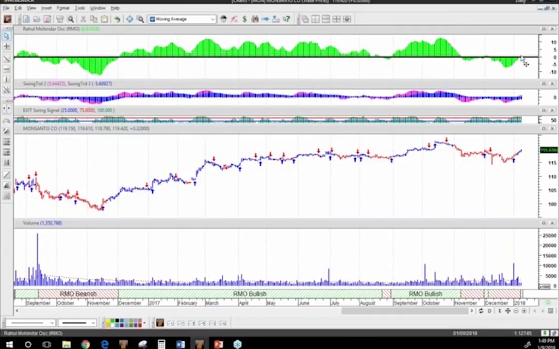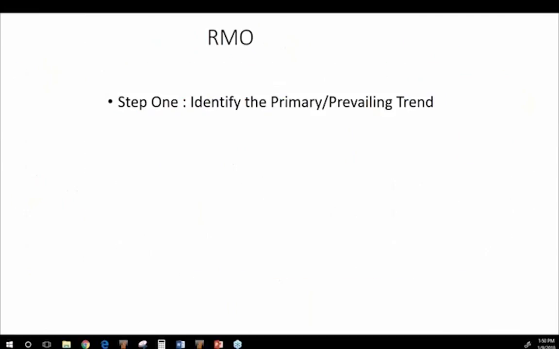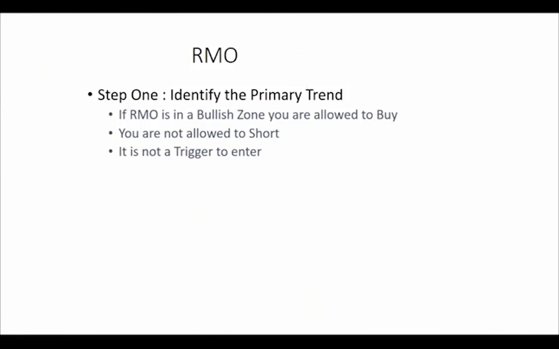Very visually, I can see that it just went up above that zero line that I drew on the chart today. You can also take a look at the ribbon at the bottom, and you'll see that the RMO is either bullish or bearish by looking at this ribbon. It'll either be green or red, indicating that it's bullish or bearish, okay? So just to reiterate that rule, again, it's very simple. If your RMO is bullish, you're allowed to buy, you're not allowed to short. And again, it's not a trigger to go ahead and get into the market. That's it, okay?